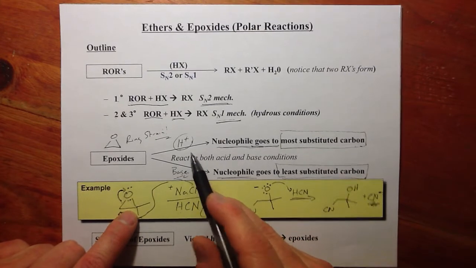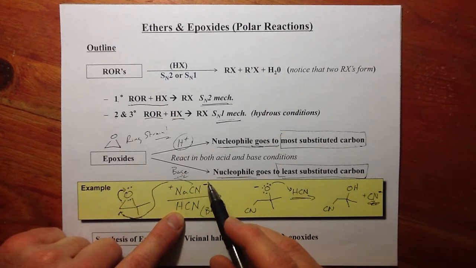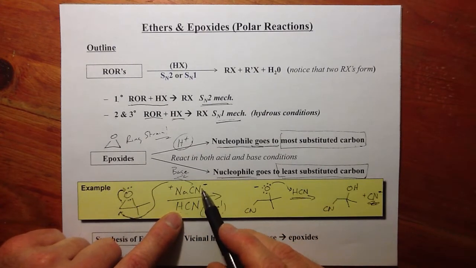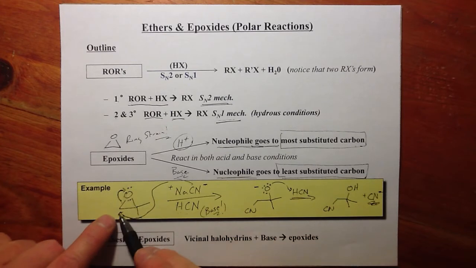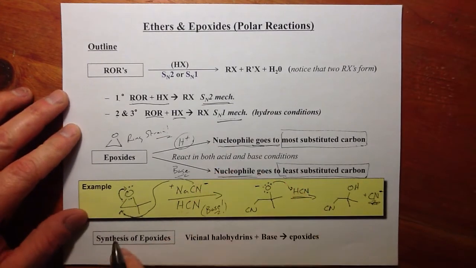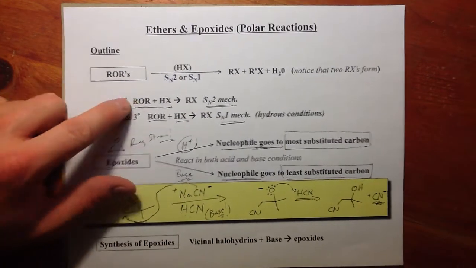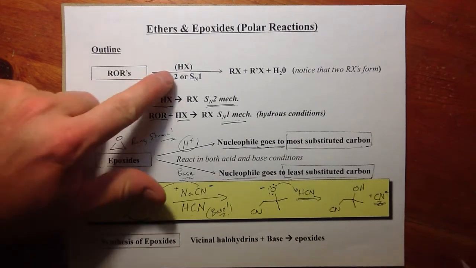This has to be an inorganic acid. This is an organic acid, weak. So we had base conditions, so we knew that the cyanide, the negatively charged species, goes to the carbon with the least substituents. Well, we'll end this video with just a little discussion on the synthesis of epoxides. Let's get into it. Different types of ethers with halogen-containing acids.